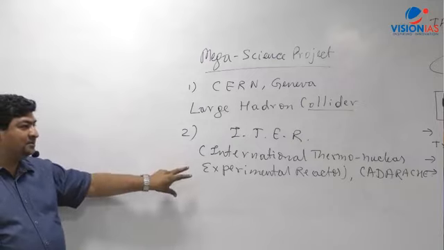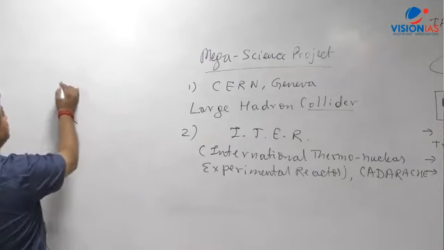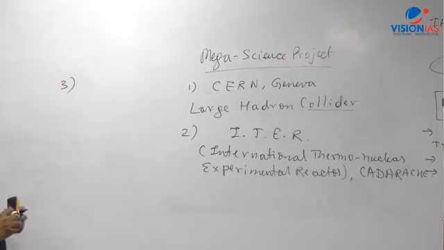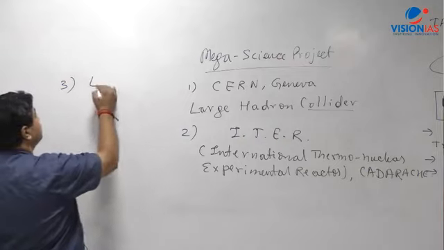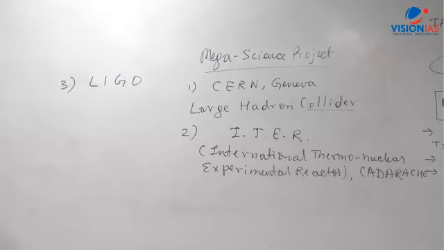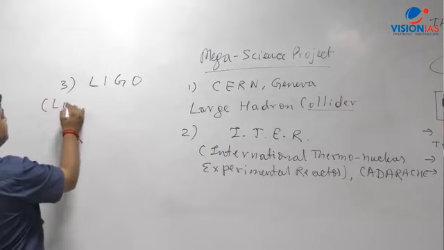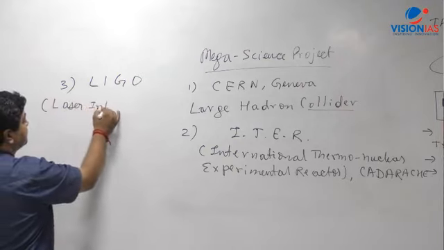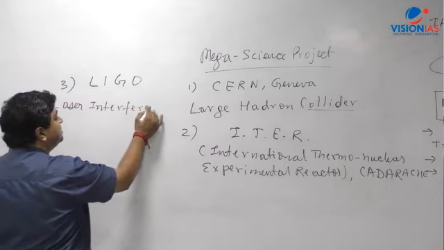They are partner of that case. Second, now give me another third example, mega science project. Very good. Which this year question came, right? So LIGO. What does LIGO stand for? Laser Interference Gravitational Wave Observatory. Right? I'll write the full form. LIGO stands for Laser Interference. And there was a direct question asked in this year exam.